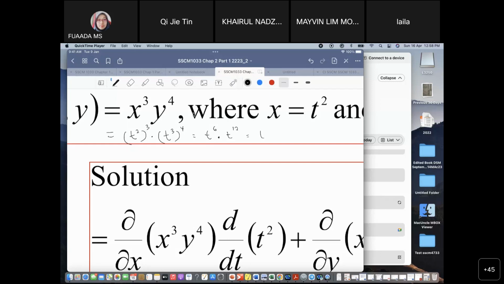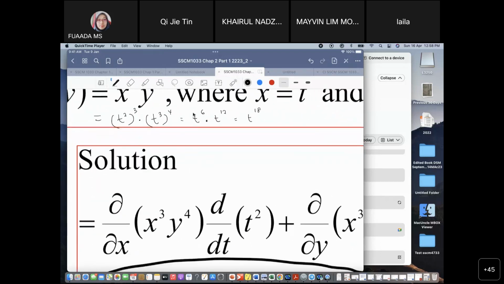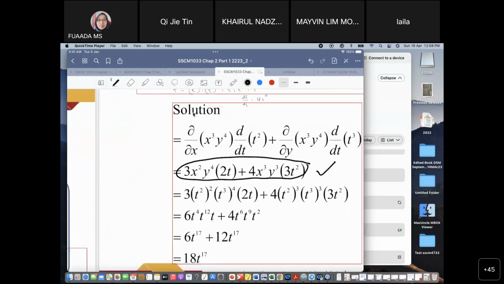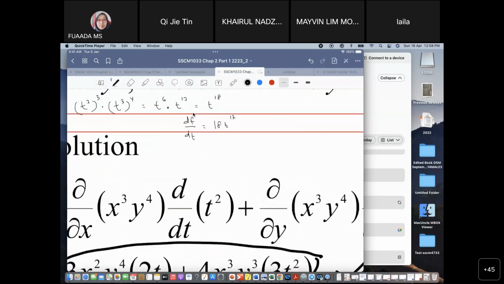Okay. Power kalau dia darab, dia tambahkan. So 18. So you dapat sekarang you punya F. F now in terms of T is given by T to the power of 18. But now you differentiatekan dF over dt. So dapat apa? 18 T kuasa 17. Sama tak dengan yang bawah? Sama, and even lagi cepat.